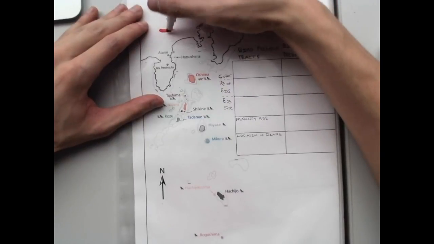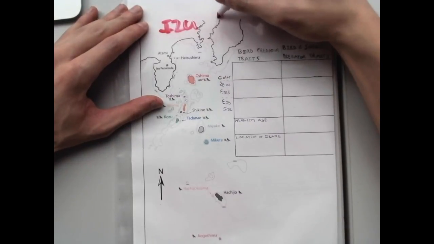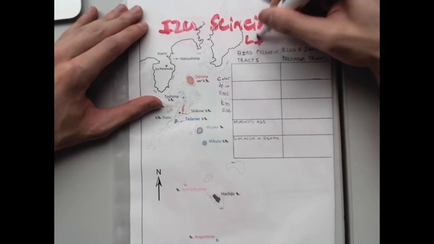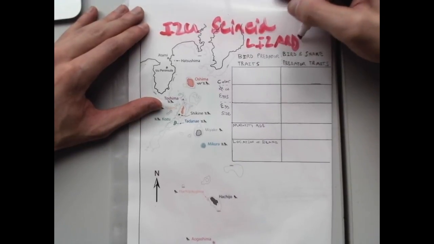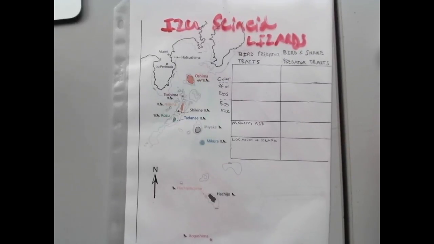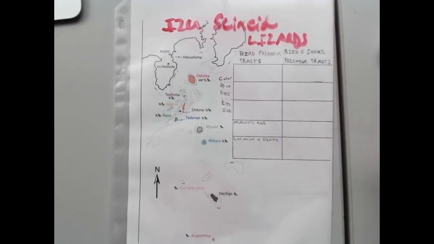So let me write that out for you. Izu skink lizards. Great. Okay. This next experiment is going to reveal how the convergent evolution of certain phenotypes and biological life cycles of Izu skink lizards in the Japanese Izu Islands has occurred in response to different predator pressure across the 11 different islands, which are right here.